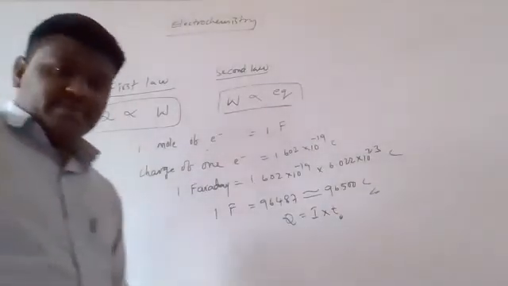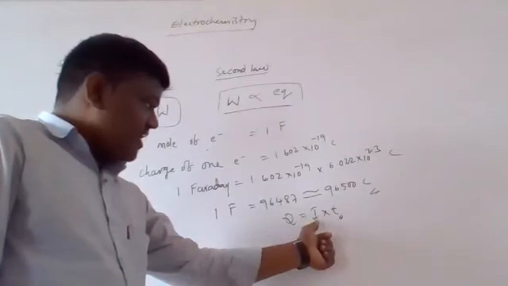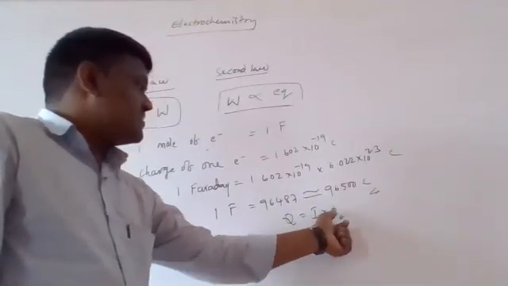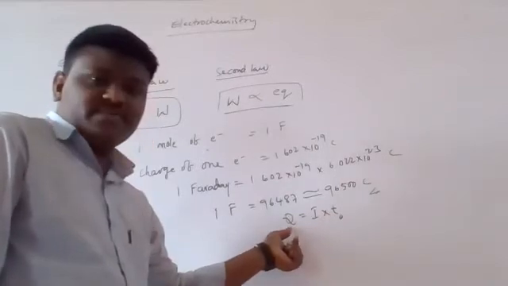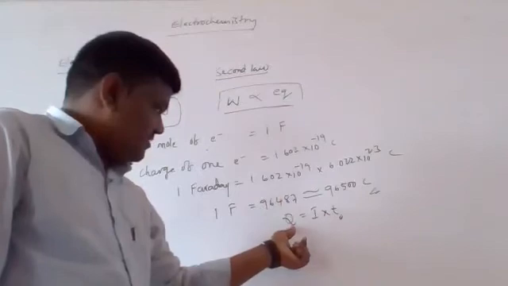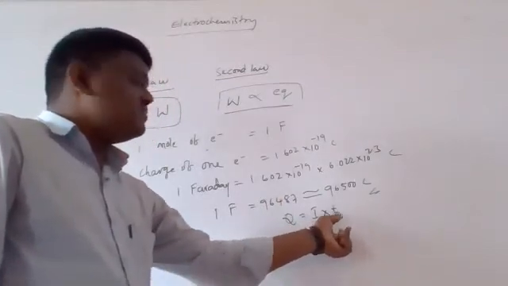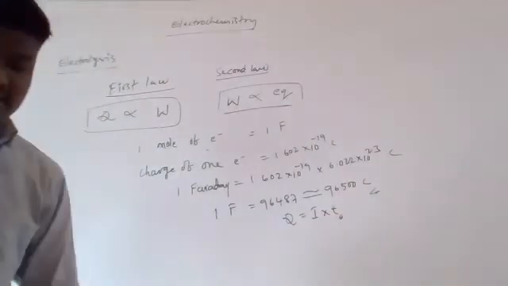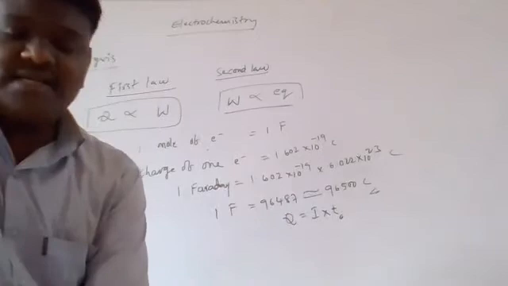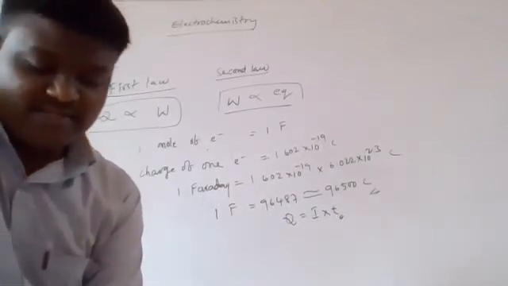So in a numerical, if time is given in minutes, you have to convert minutes into seconds. I means ampere current, so ampere into seconds of time gives the quantity of electricity. Q is obtained in coulombs. Quantity of electricity in coulombs is equal to ampere into time in seconds. Here I is electric current in ampere, t is time, and Q is the quantity of electricity.